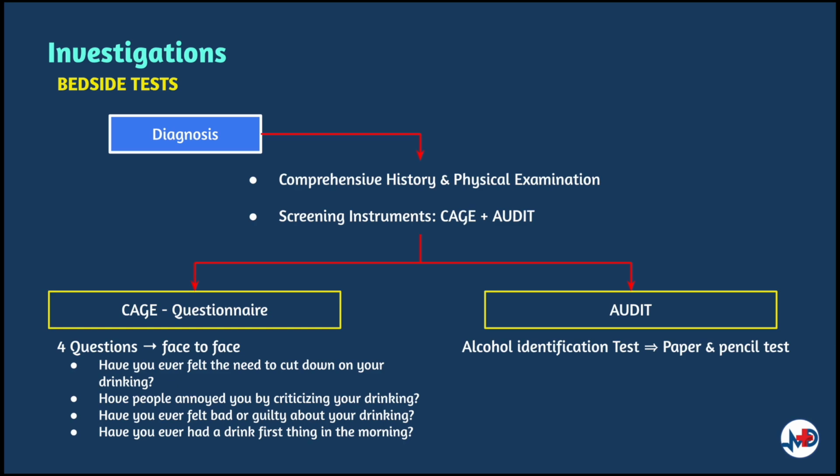The diagnosis of an alcohol problem is best made by comprehensive history, as well as using screening instruments for alcohol problems, which include the CAGE questionnaire. The CAGE questions should be given face-to-face, whereas AUDIT can be given as a paper and pencil test. So the important 4 questions that make up the CAGE questionnaire include: have you ever felt the need to cut down on your drinking? So cut down being C. Have people annoyed you with criticizing your drinking?